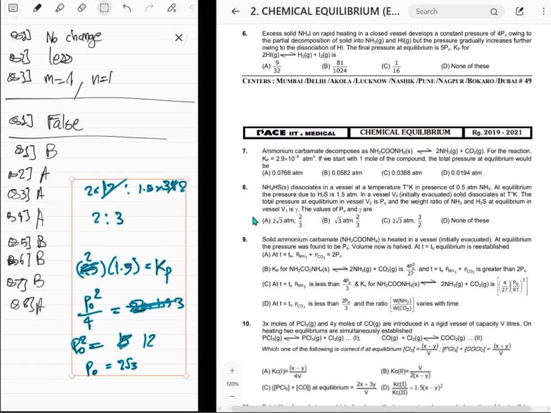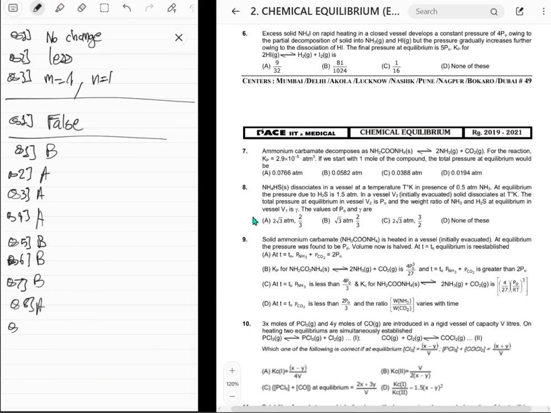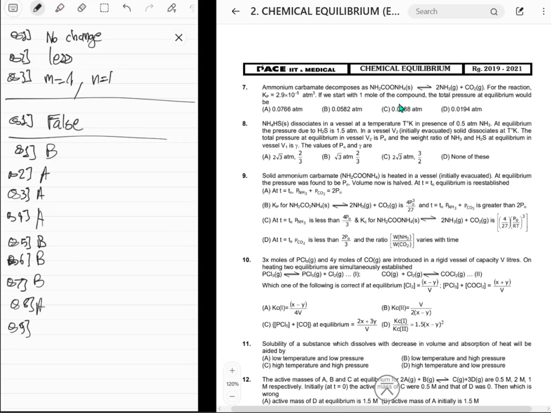Question number 9. Okay, solid ammonium carbamate is heated in a vessel, initially evacuated. At equilibrium, the pressure was found to be P naught. The volume now is halved. At equal to P naught, the pressure, equilibrium is re-established. So it dissociates, and then pressure is found to be P naught. How does it dissociate though?